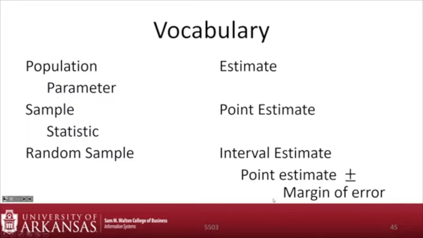Yeah. So our vocabulary, right? Population parameter, sample statistic, estimate. We've got our point estimate, and now we're moving into our interval estimates. The big thing with our interval estimate, it's a point estimate plus or minus some margin of error.